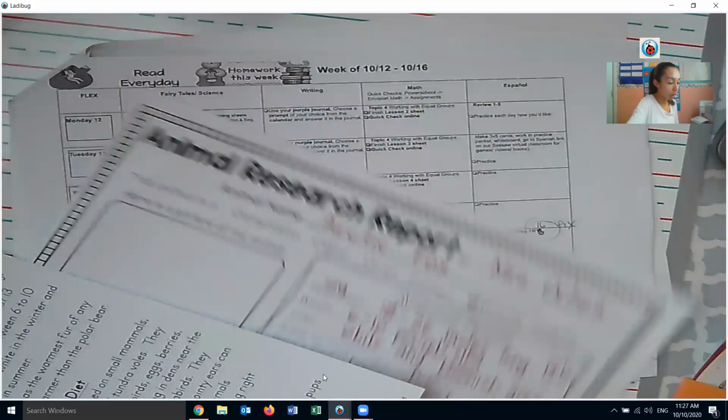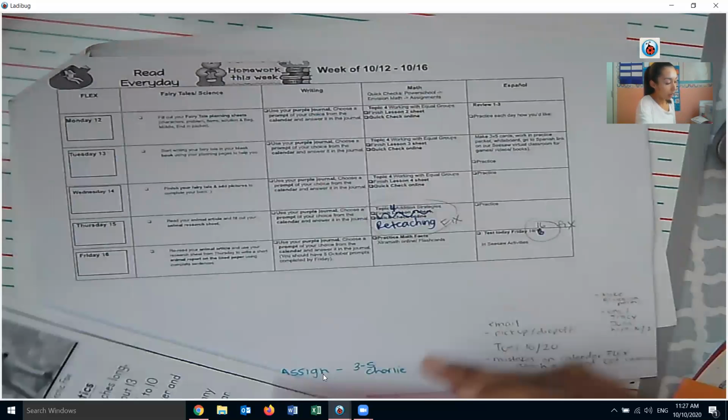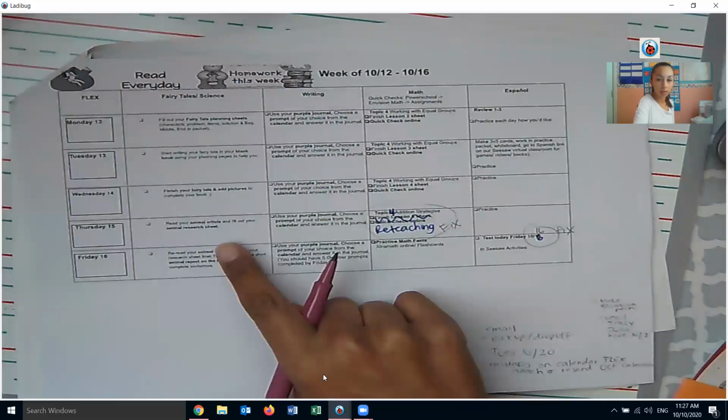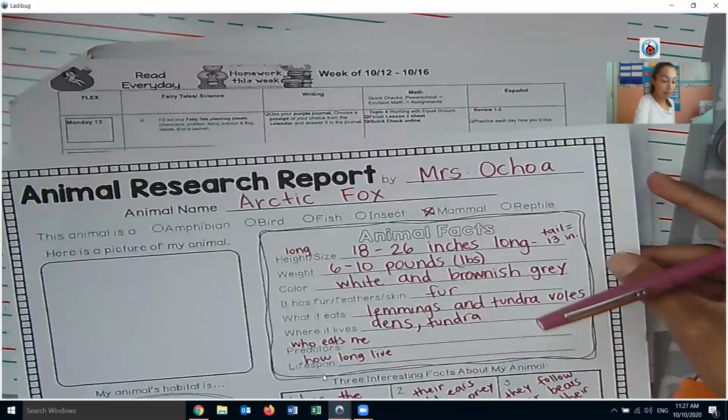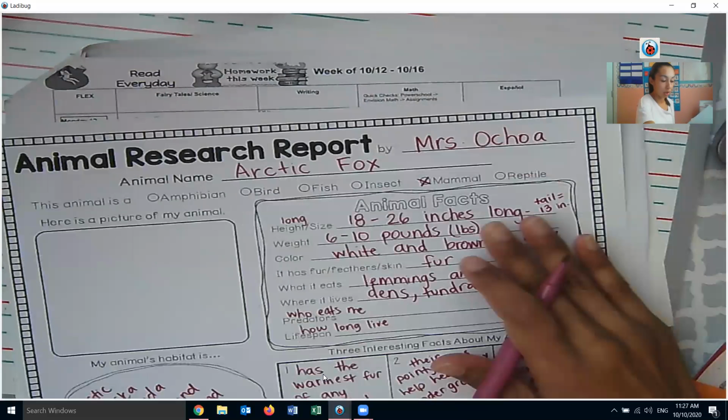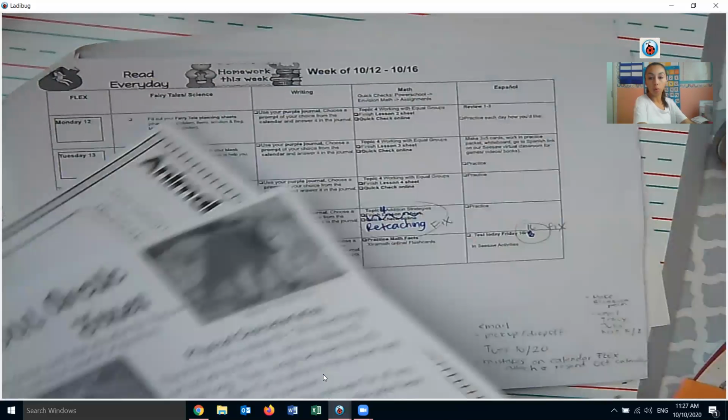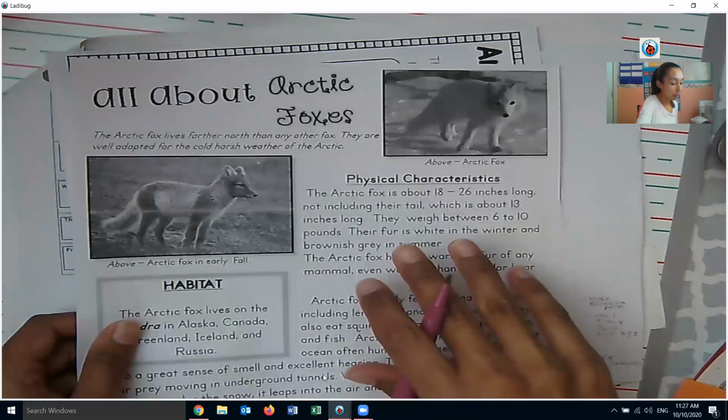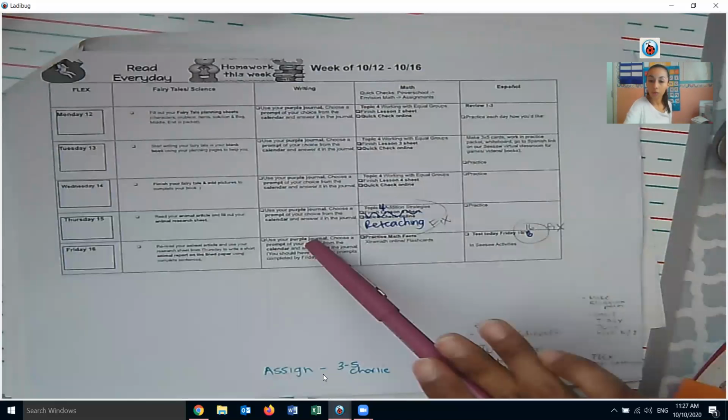So that's today's homework. It just says read your animal article and fill out your animal research sheet, which is this one we just did. So I did mine. Again, don't do my information on yours. You're going to do it using your own article. So that is our homework for today.